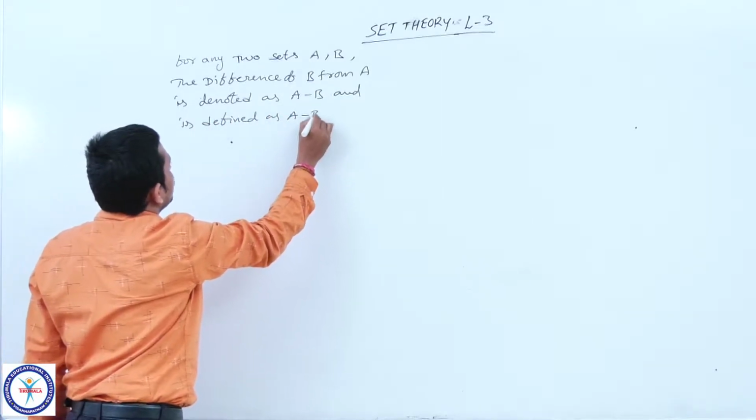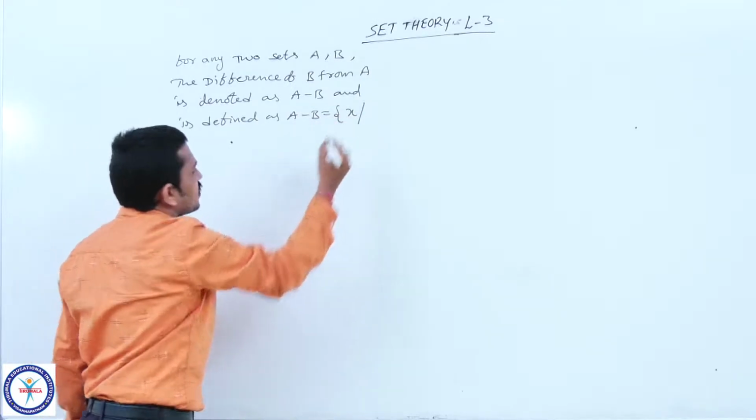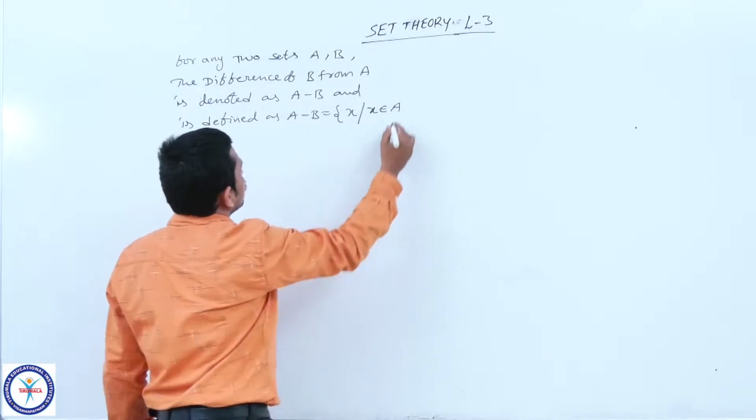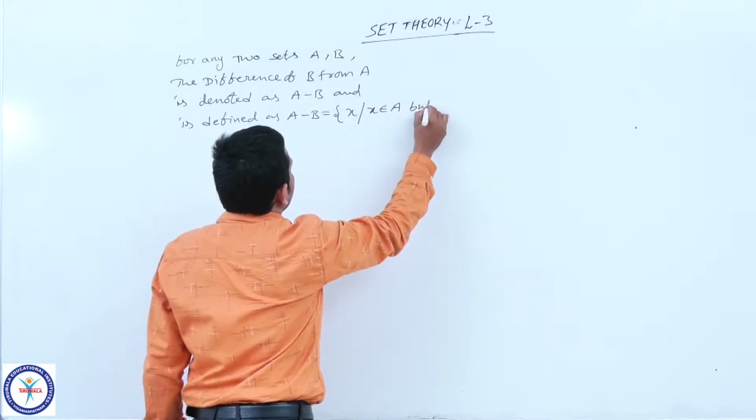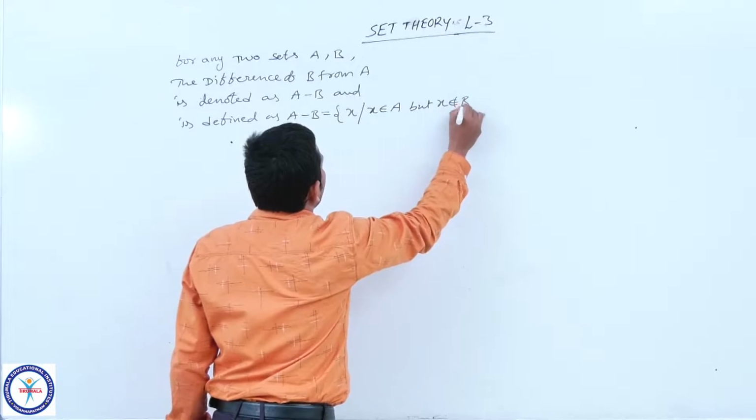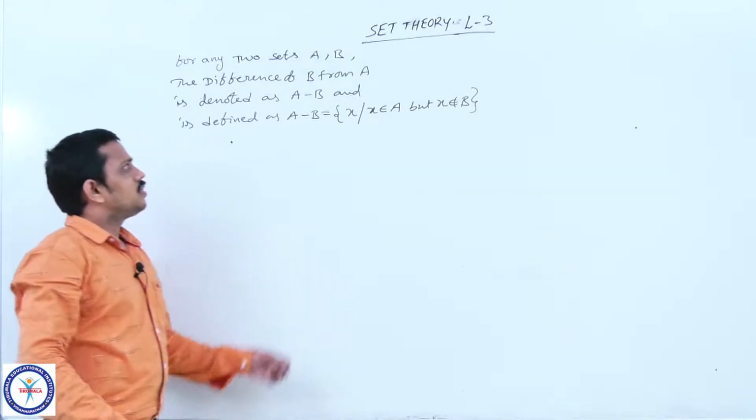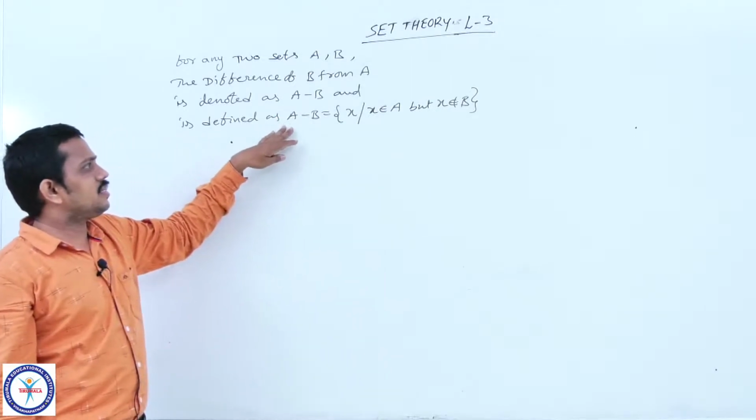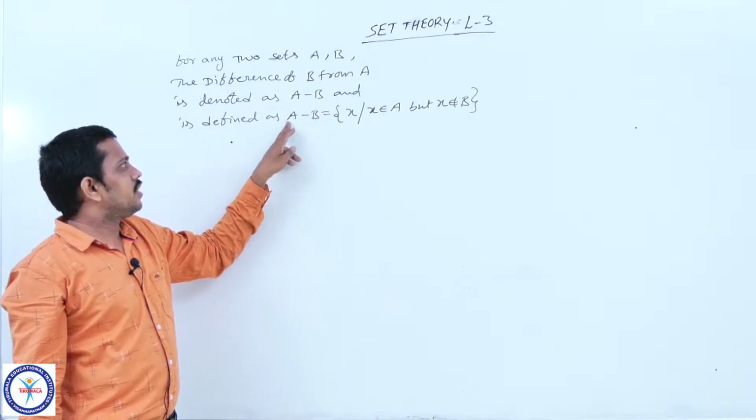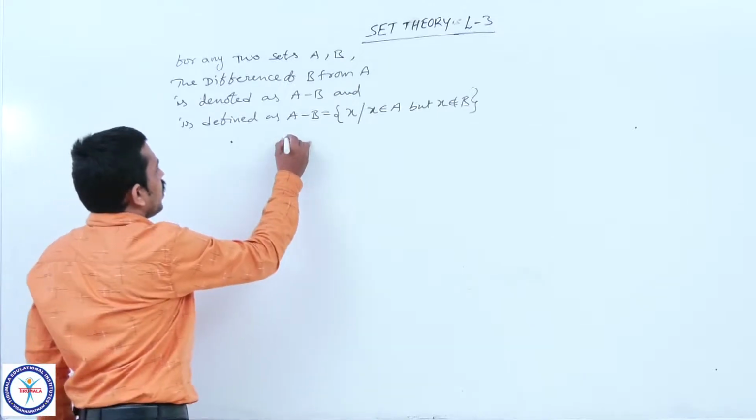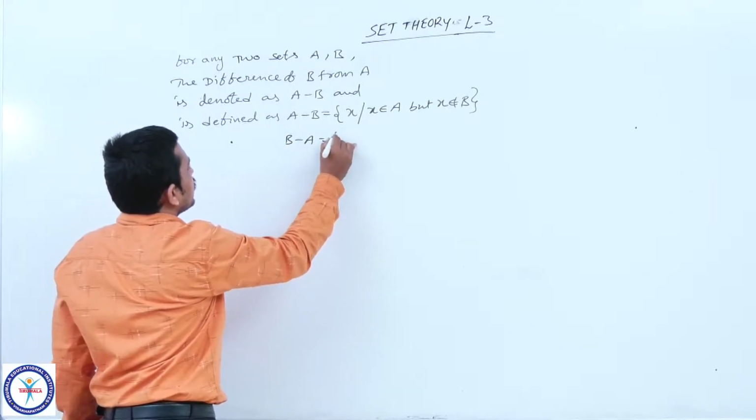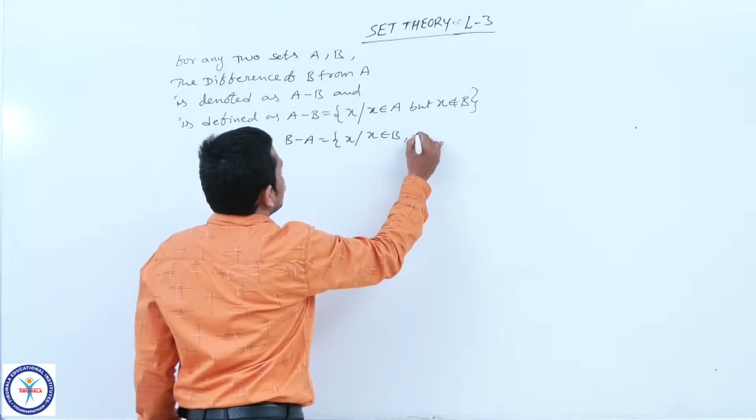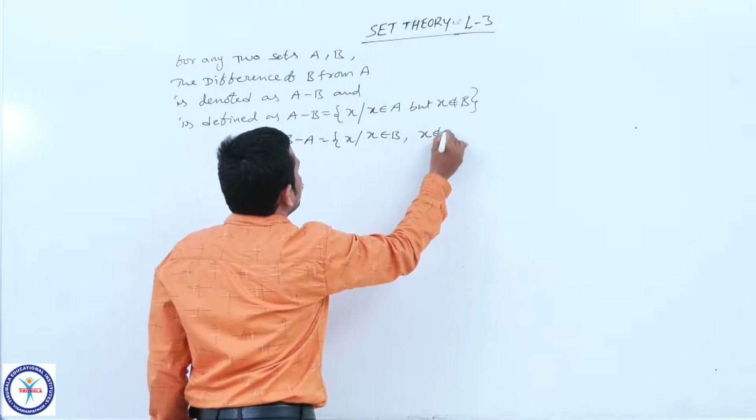A minus B is equal to the set of all x such that x belongs to A but x does not belong to B. So x belongs to A but x does not belong to B. This is the representation of A minus B, and B minus A is equal to the set of all x such that x belongs to B but x does not belong to A.